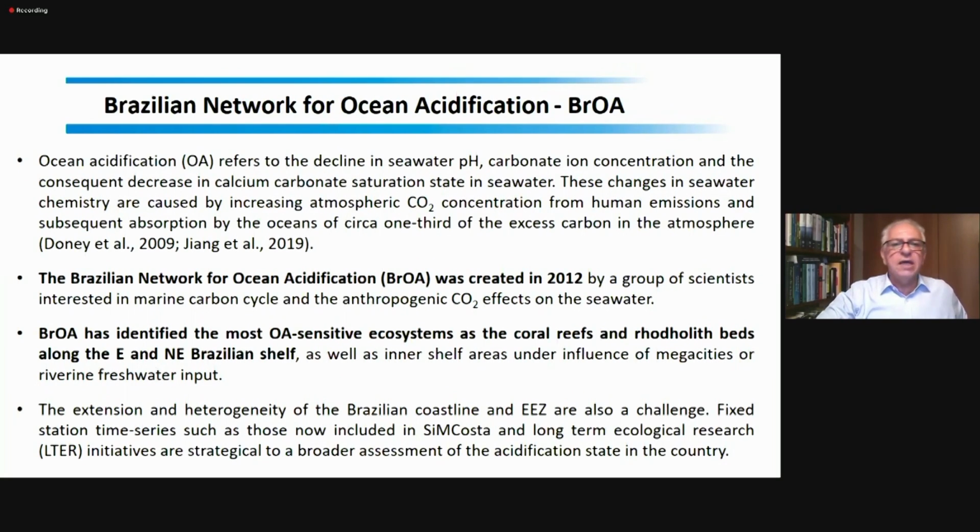The other one is the Brazilian Network for Ocean Acidification, BROA. That's the name of a cake. Maybe in Portugal it's the same name, I don't know. And this is an initiative that started in 2012 to identify the most sensitive ecosystems like coral reefs and rhodolith. It tries to cover a quite substantial extension of the coast, but it's more concentrated in the east and northeast of the Brazilian shelf.